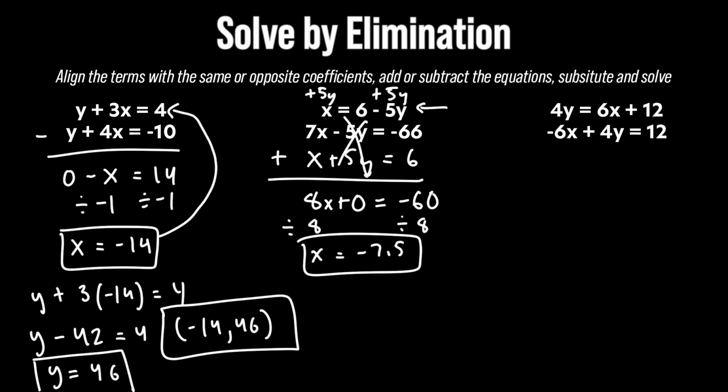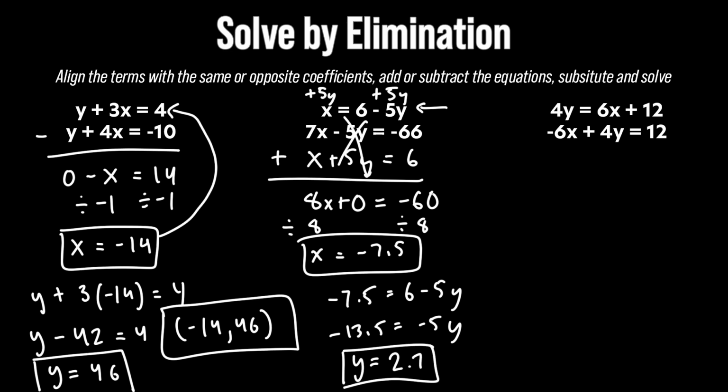Again, we need to plug this back into the equation to solve for y. So we're going to get negative 7.5 is equal to 6 minus 5y, based on the first equation. So this is going to simplify to negative 13.5 is equal to negative 5y. And if we divide by negative 5, we're going to get y is equal to 2.7. So our point is going to be negative 7.5 and 2.7.